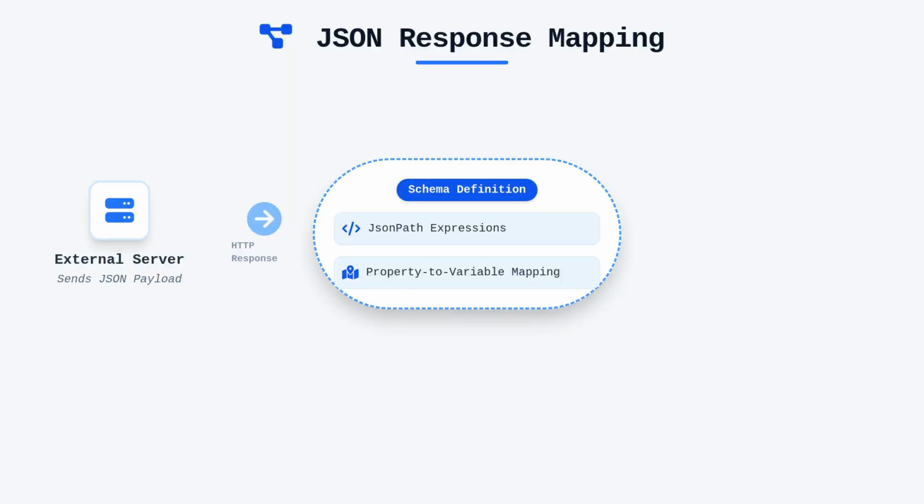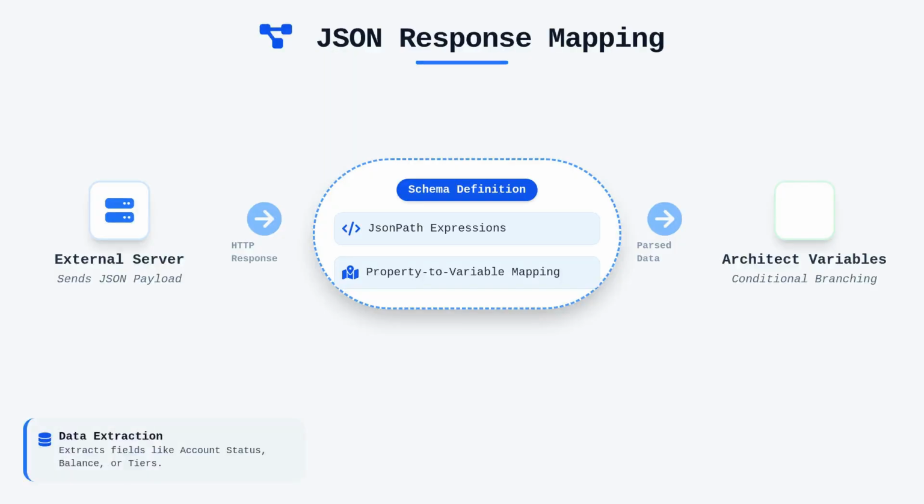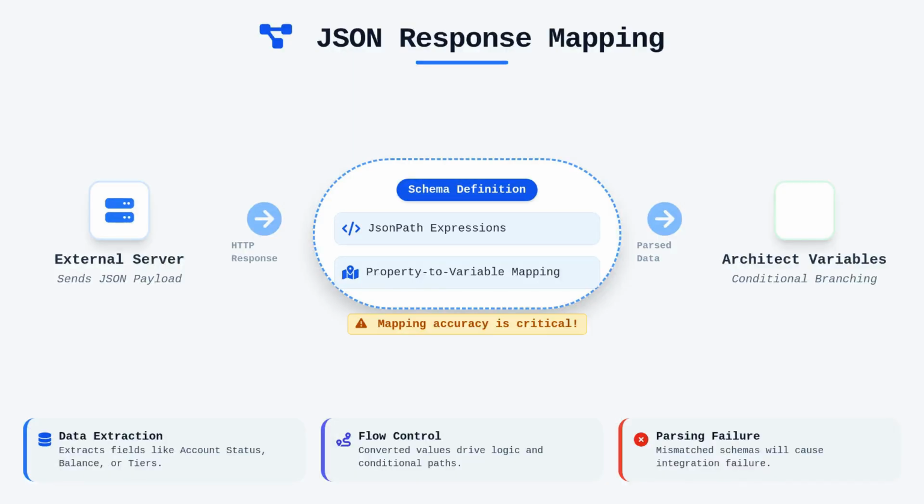For example, if you query a customer database, you will likely receive a JSON object containing fields like account status, balance, or subscription tier. You use JSON path expressions to reach into the response body and extract these values, effectively making them available for conditional branching within your flow. If the response structure does not match your schema, the integration will fail to parse the output, meaning accuracy in your mapping definitions is just as critical as the connectivity itself.